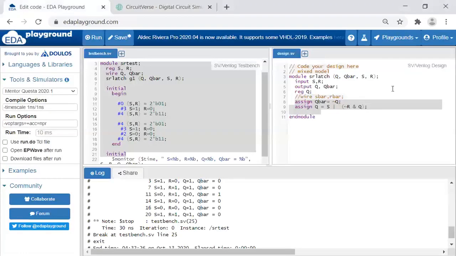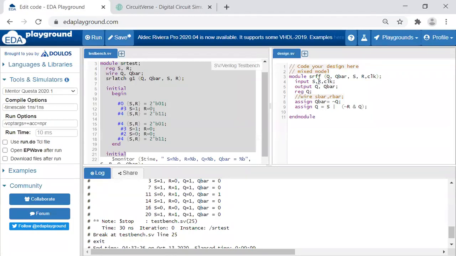So now let us write the code. In the SR flip-flop, what are the outputs? Q and Q bar. Again, Q and Q bar are only the output. S, R and clock are the inputs. So the input will be S, R and clock.